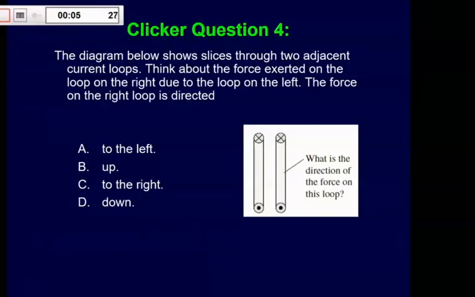So the diagram below shows slices, again, two current loops that are cut in half by a really sharp knife. Think about the force exerted on the loop on the right due to the left. So the force on the right loop is directed which way? We're trying to find the force acting on this right loop here. What is the direction of the force on this loop? So what do you guys think?